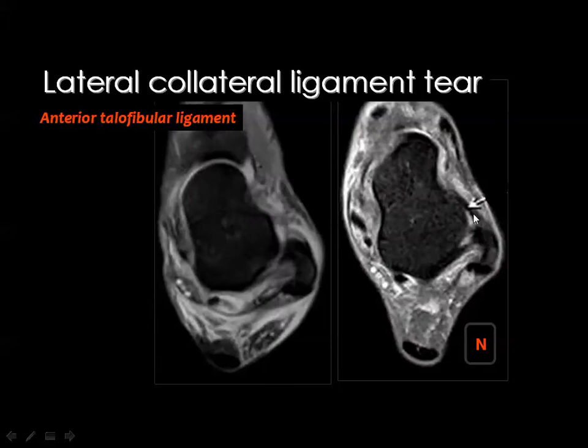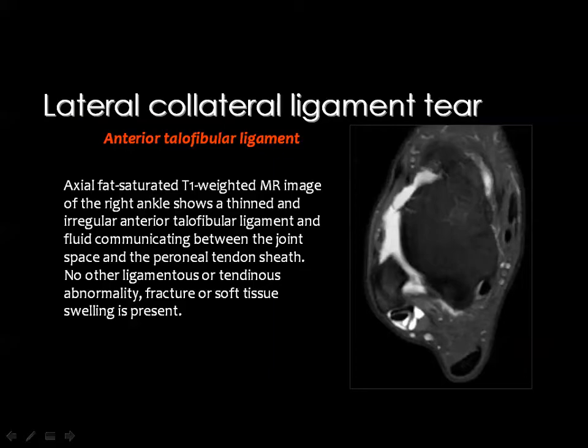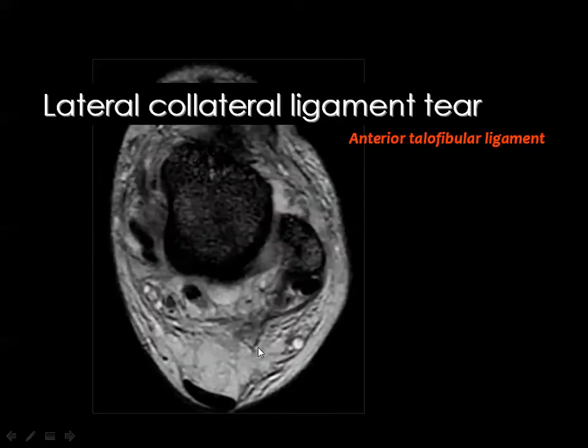This is the normal anterior talofibular ligament, and this is the ruptured ligament. The ligament is not seen, and its site is occupied by fluid signal. Another example. This is the fibula, and this is the groove. You should see the anterior talofibular ligament here. It is not present. Its site is occupied by fluid, meaning that the anterior talofibular ligament is torn or the lateral collateral ligament is torn.